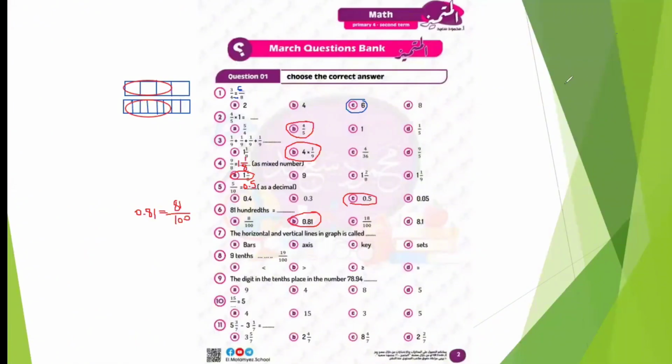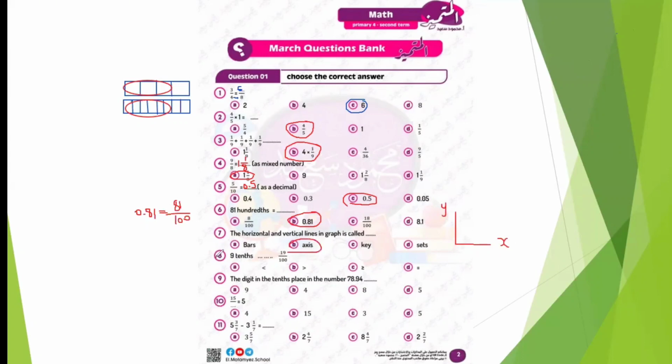7. The horizontal and the vertical lines in a graph are called axes. This is the vertical line and this is the horizontal line. This is called the y-axis and this is called the x-axis. So both of them are called the axis.